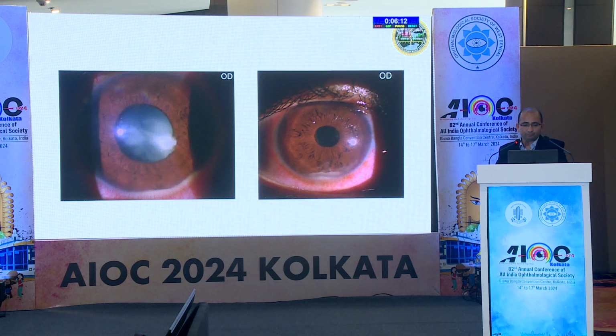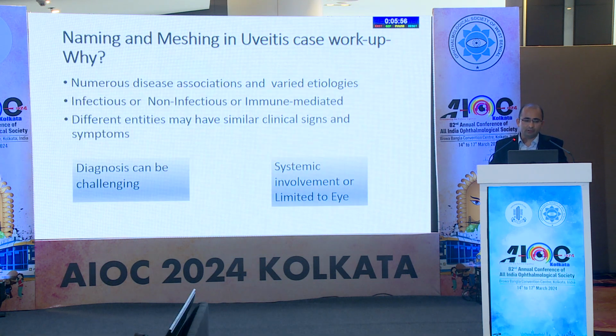intraocular inflammation. Coming to these two images, we can see that they have a similar presentation. Both have a hypopyon uveitis. In these kinds of situations, we have to go back to our history and a good clinical examination. Why should we do naming and meshing in our basic uveitis case workup? There are numerous disease associations and varied etiologies. These can be infectious, non-infectious, as well as immune mediated. And different entities may have a similar clinical presentation, like the one I showed in the previous slide.